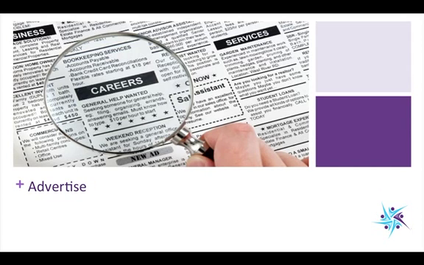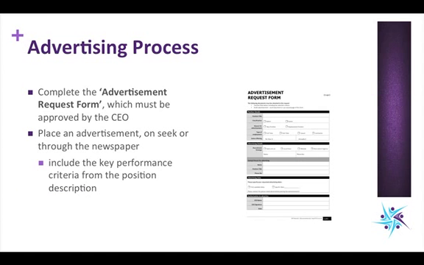Now that we've identified that we need a trainer and assessor, you now need to advertise. So how are you going to advertise? Well, we have an advertising process within our recruitment policy and procedure. And what we have is what's called an advertisement request form. So this is where you've identified a need, you complete this advertisement request form, which is then approved by the CEO. Now, the purpose of this is to make sure that you're advertising for the positions that you need.